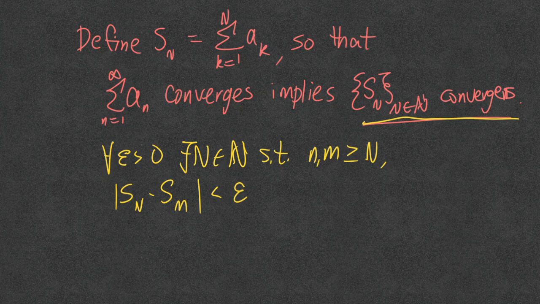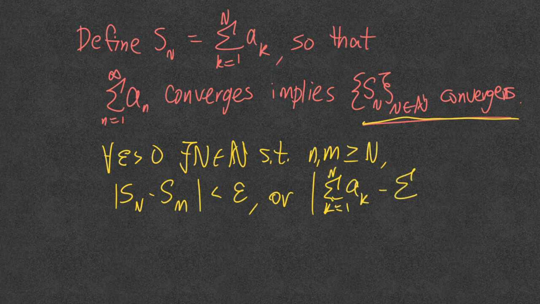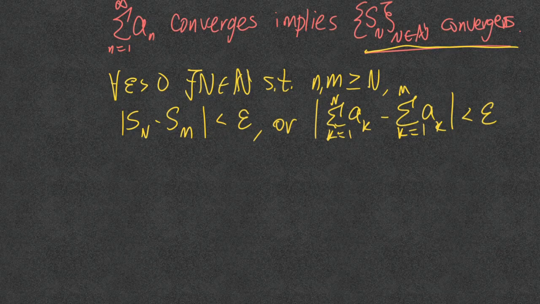But we know that S sub n and S sub m are partial sums. So in other words, we have that this is equal to the sum from k equals 1 to n of the a sub k's minus the sum from k equals 1 to m of the a sub k's, and we know that that's less than epsilon. Okay, so let's roll with that for a little bit. Let's think about what that means.